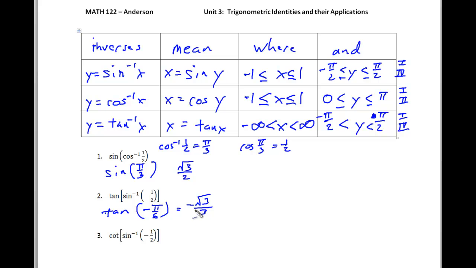If you've memorized the unit circle or you have it in front of you, you can see how quickly these problems can go, and that's actually to your benefit.